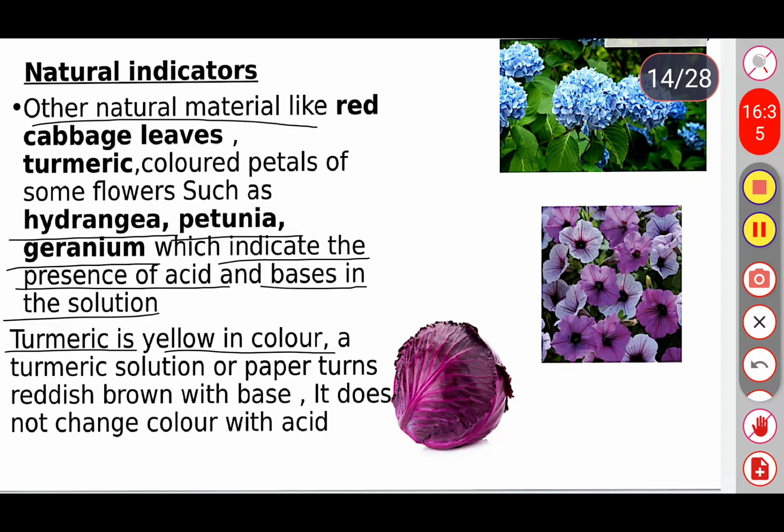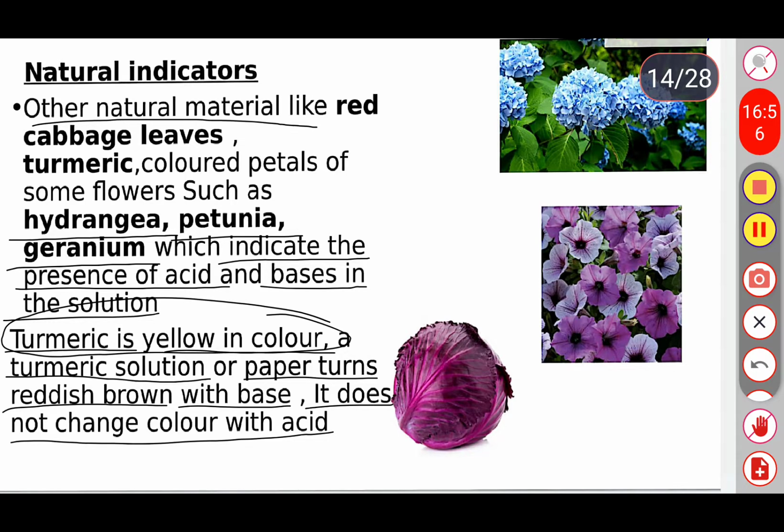A turmeric solution or paper turns reddish brown with a base. It does not change color in acid. It means the basic color of the turmeric powder is yellow. When we make a solution of turmeric and dip paper in it, the color of the paper changes from white to reddish brown, right?